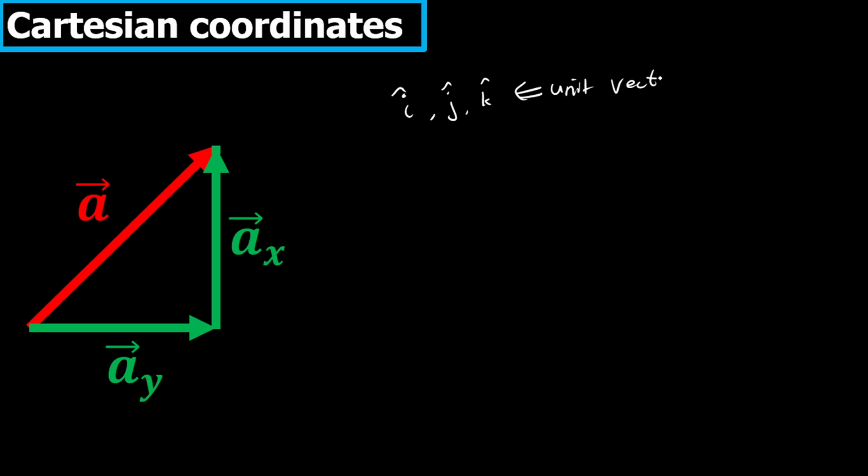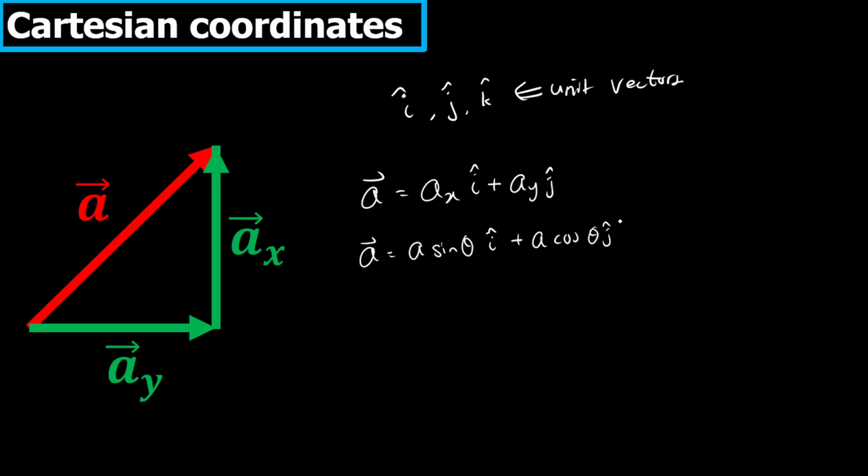Unit vectors. Now, when someone tells you to express a vector in Cartesian coordinates, and you want to use unit vectors, this is how you do it. You have A, and then you have Ax in the i direction plus Ay in the j direction, which is x and y. So if we just recall what we had just now, then I will have A sine theta i plus A cos theta j. All right, so that's how you express it. Okay, now next.